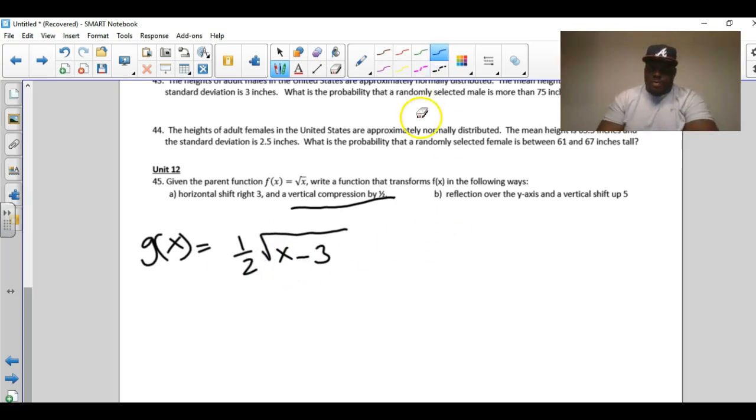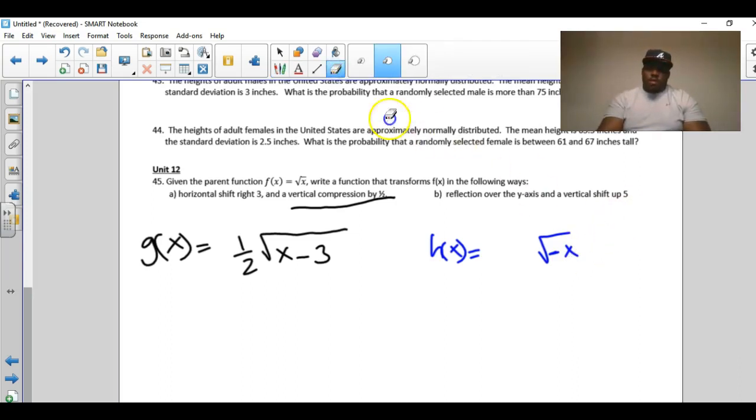For part B, I'm going to make this h of x. So we're transforming this again. We have the square root. It says reflect over the y-axis, which means a negative goes right in front of the x, like that. And then we have a vertical translation, or vertical shift, up 5. So I'm going to go plus 5 right here. So h of x equals the square root of negative x, plus 5.